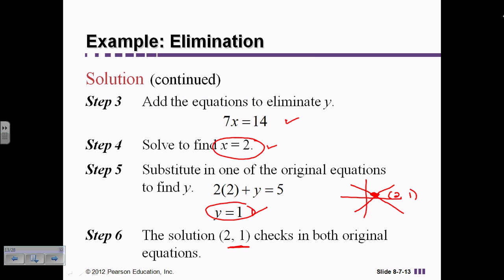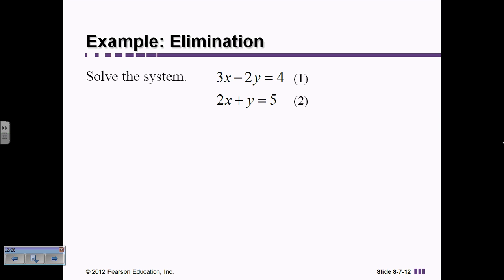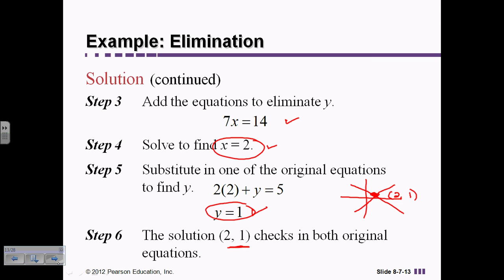If we want to check our solution, what we can do, again, let's go back to our original problem. We can put 2 in for x and 1 in for y and see if the problem works. 3 times 2 minus 2 times 1. 3 times 2 is 6, minus 2 is 4. So it works for this problem. Do the same thing for the other one, because just because it works for the first one, it's got to work for both of them. So 2 times 2 is 4, plus 1 is 5. So you were able to check and make sure that that is in fact the solution to the problem.